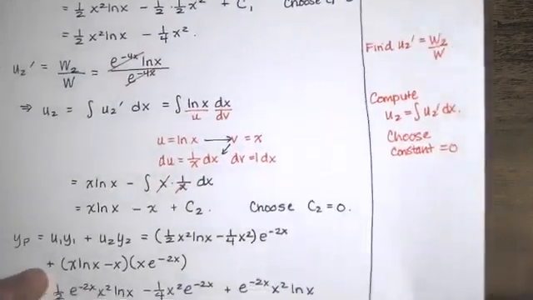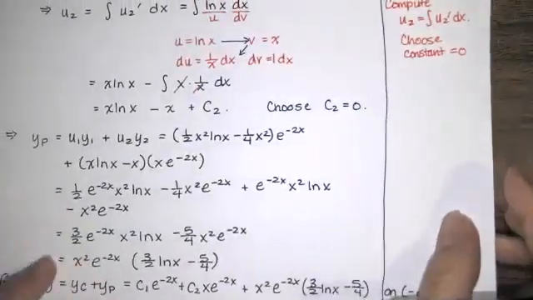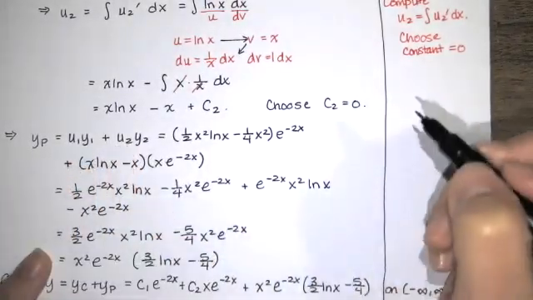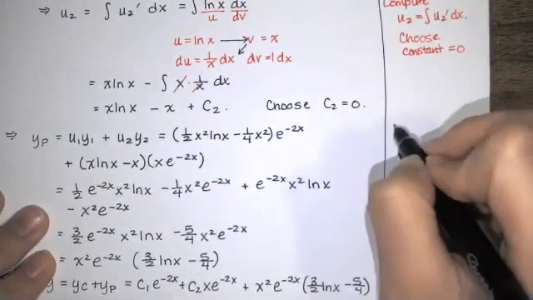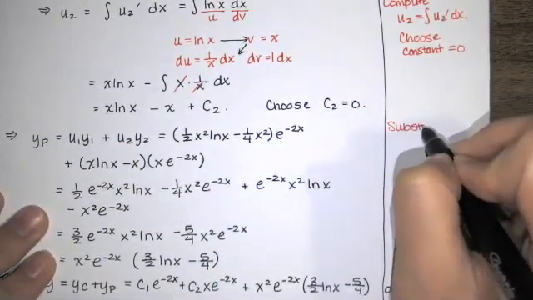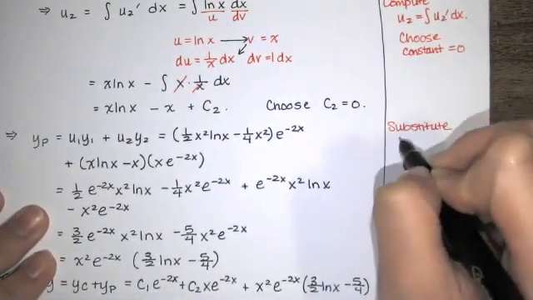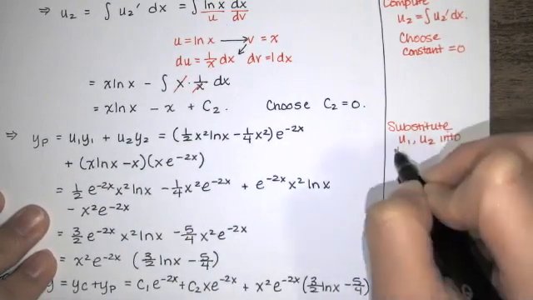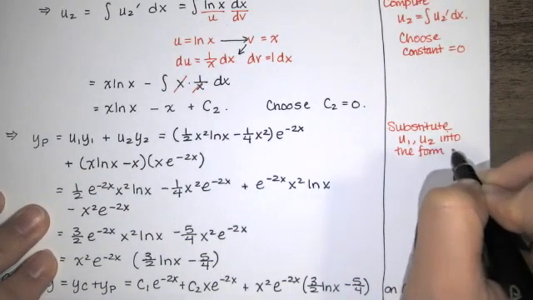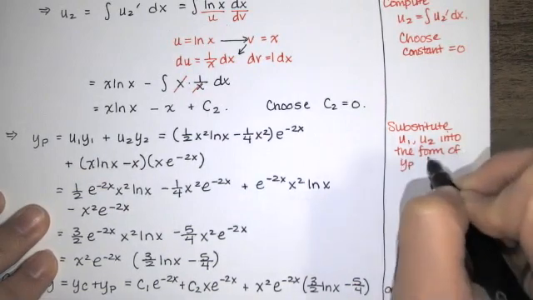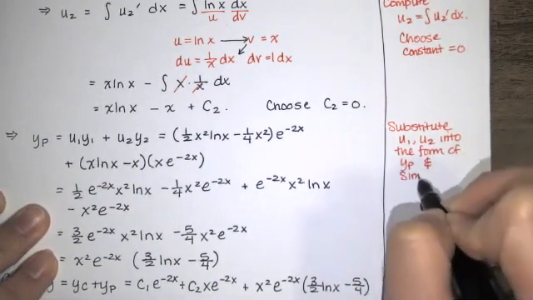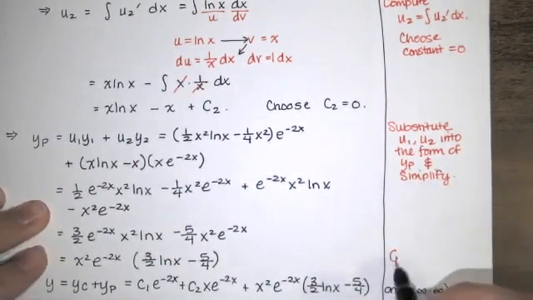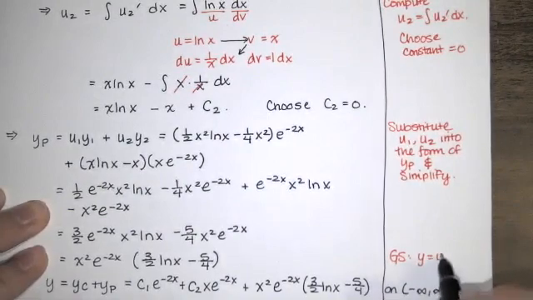Okay, and then we go down here and we say, well, we already know u1 and u2 now, so let's just substitute those into the form of y sub p. And then simplify. If it simplifies, go for that. Go ahead and do that. And then the general solution is y equals y sub c plus y sub p.